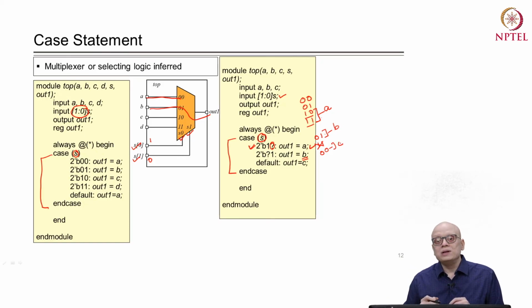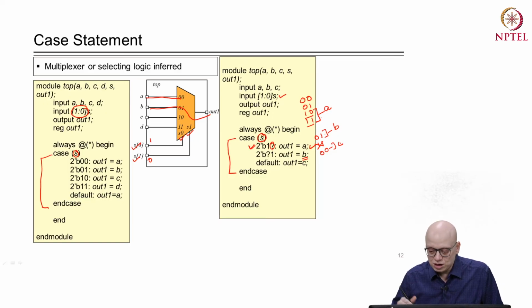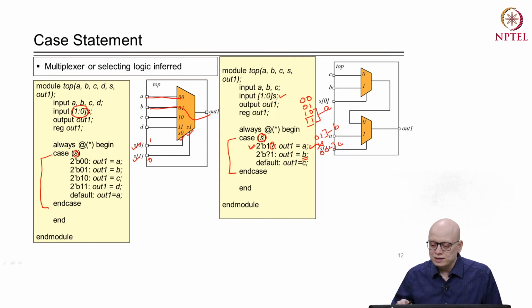So, now we have to instantiate logic gates such that this kind of priority is maintained in the logic structure, or in the implementation, or the circuit. So, let us look into how the instantiation will be done. So, it will be something like this.